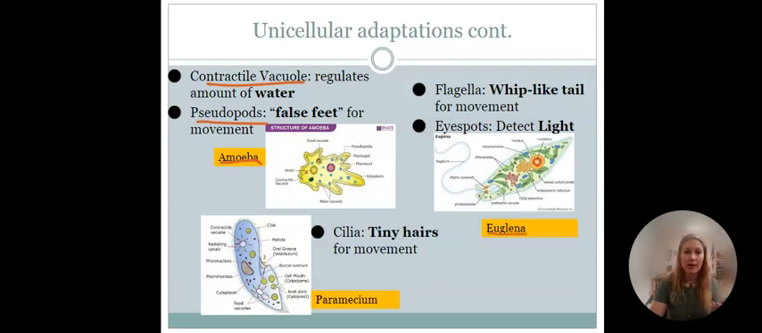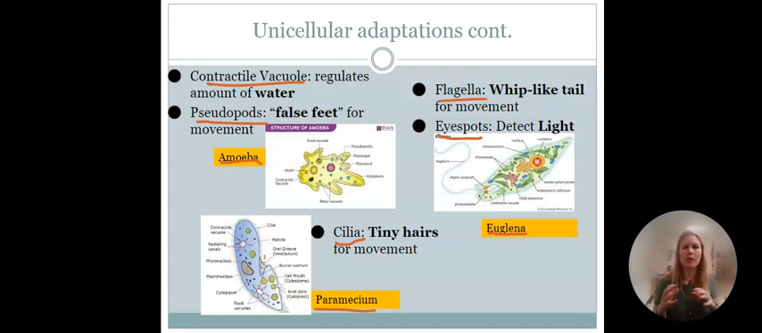The other organism is the euglena. It has two special adaptations as well. It has a flagella, which is like a whip-like tail, again used for movement, and it has an eye spot, which can help it to detect light because euglena are plant-like protists, meaning they have a chloroplast, so they can do photosynthesis. And then we have the paramecium. It has a specialized structure called cilia, which are these little tiny hairs that, again, are used for movement.